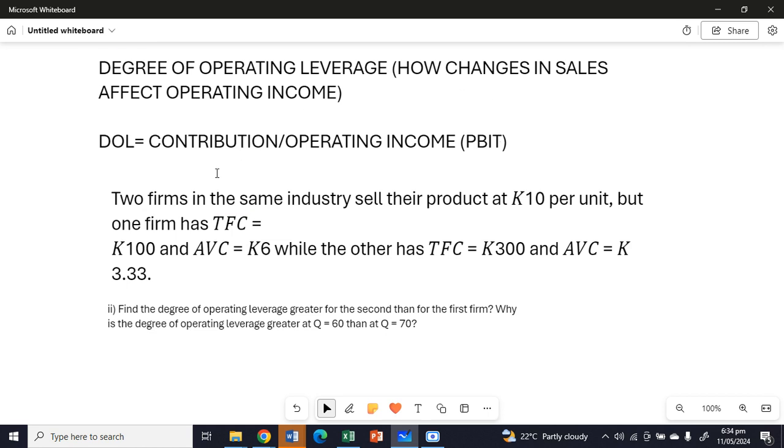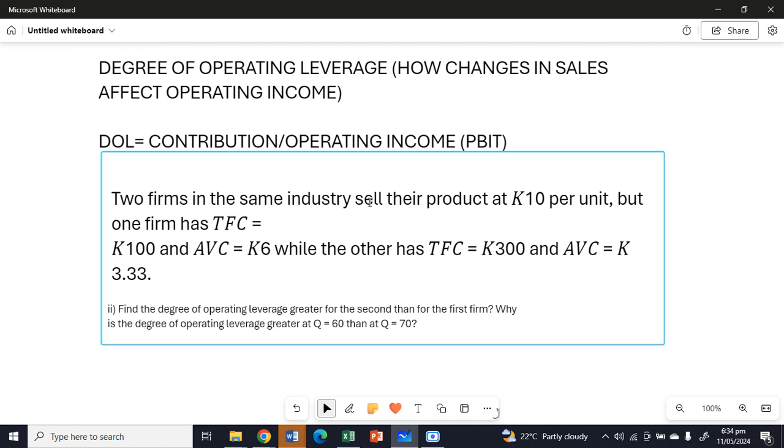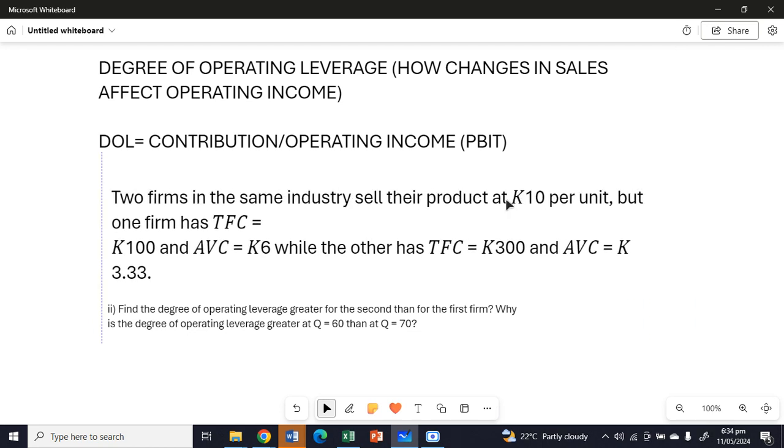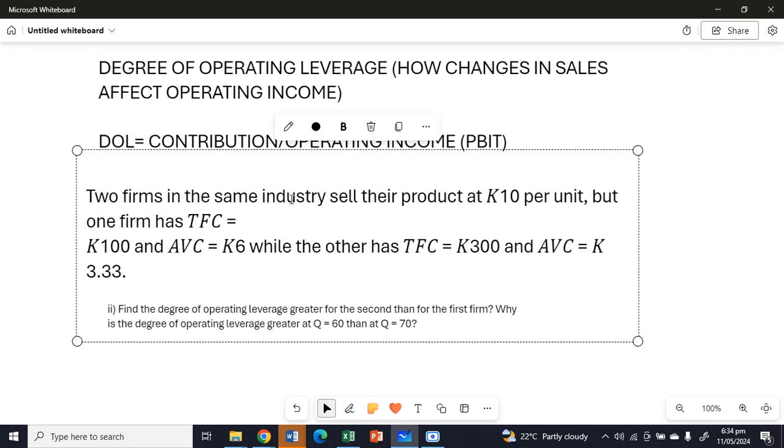So we've got two firms in the same industry. They sell their product at 10 kwacha per unit. But one firm has a total fixed cost of 100 kwacha and an average variable cost, this is the variable cost for each unit, of 6 kwacha. While the other has a total fixed cost of 300 and an average variable cost of 3.3. So find the degree of operating leverage for the second than for the first firm.